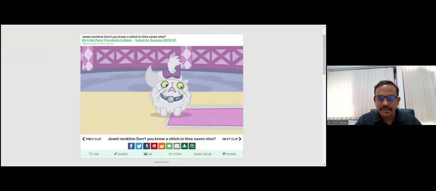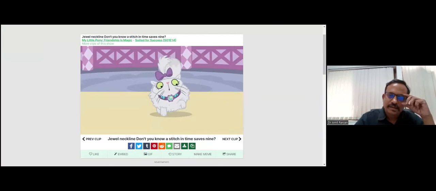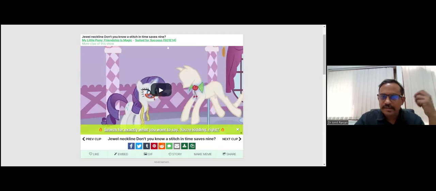So this is a very fun learning. Don't you know a stitch in time saves? Gives you the precise location.